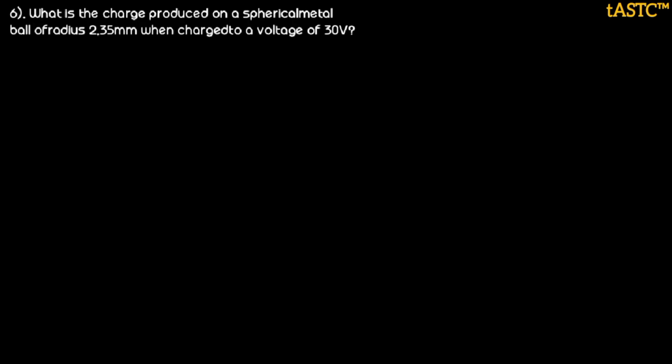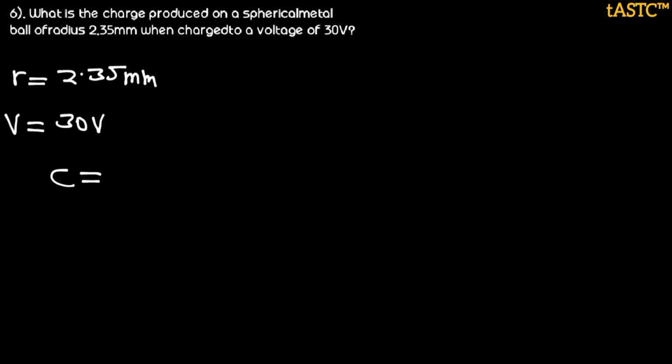Number 6. What is the charge produced on a spherical metal ball of radius 2.35 millimeter when charged to a voltage of 30 volts? So the radius that we got here is 2.35. Now we got the voltage V to be equal to 30 volts. So how can we solve this? Now the capacitance of a spherical capacitor is equal to 4 pi E naught R. This is what we have to use.